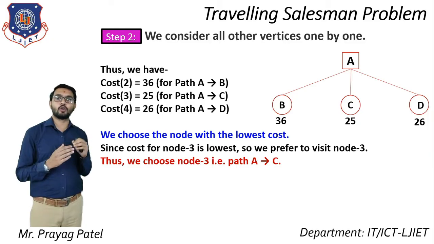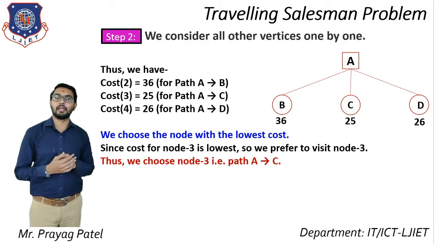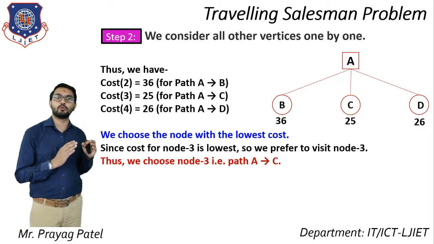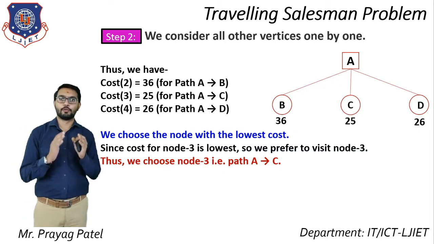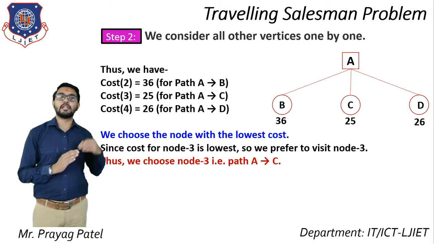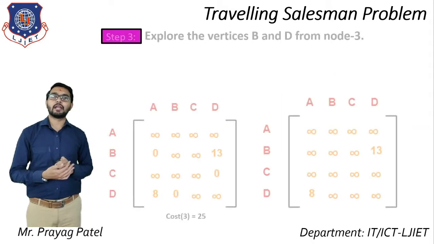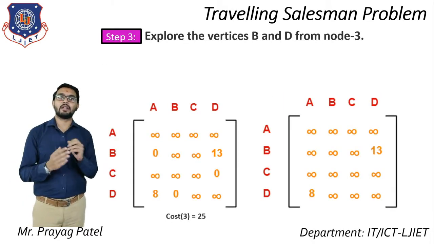Since the cost of node 3 is lowest, we can select or visit node number 3. Here node number 3 is considered as the path from A to C. So your final path is A to C, meaning you first visit node A, then visit node C. After that, consider A to C as your final path.